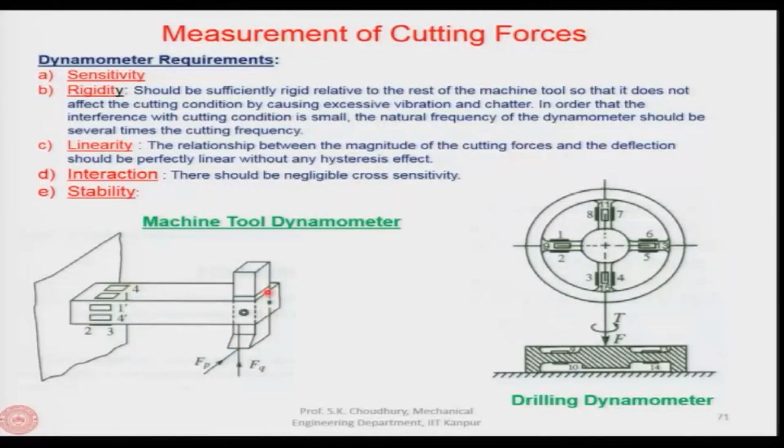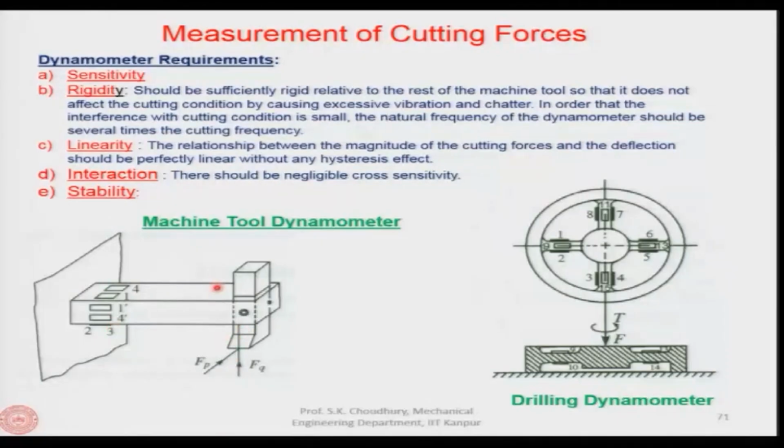So, this is an example of the machine tool dynamometer which is used for turning. This is the turning dynamometer. As you can see, this is a cantilever beam, and you can consider this to be a tool post, and the tool is protruding out, which will give you the moment, and we know the distance between the point of action of the force and where the sensors are located.